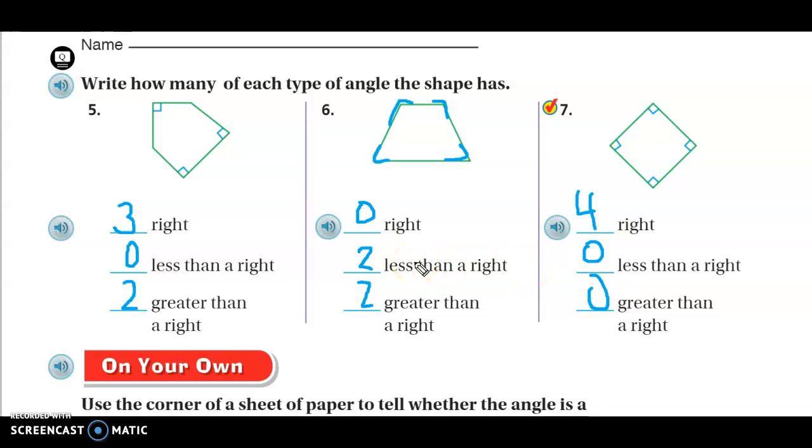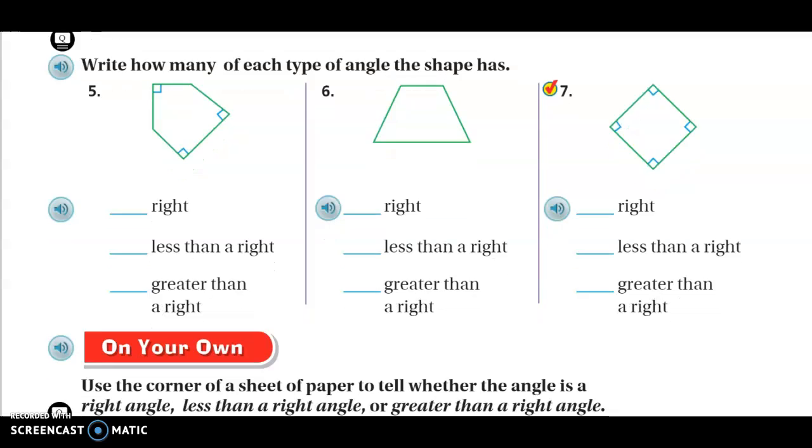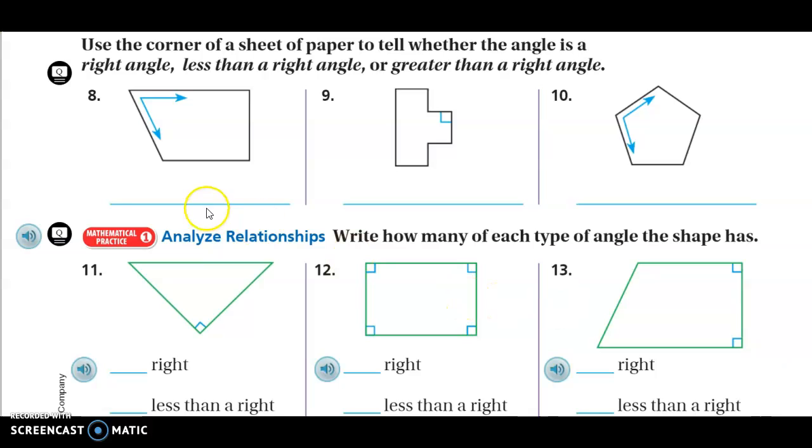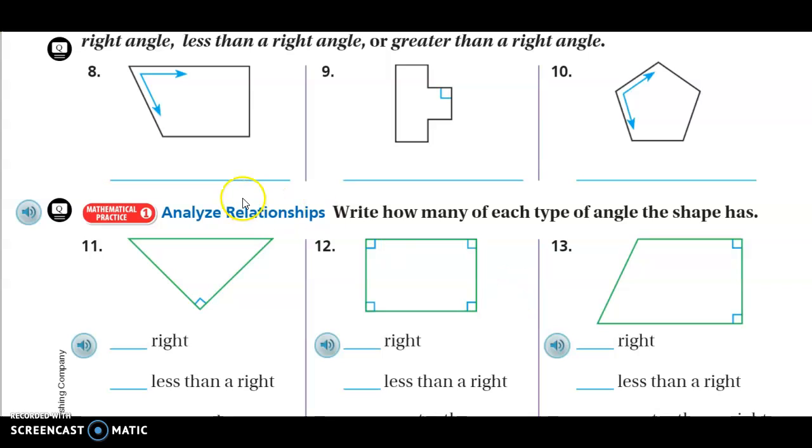So hopefully we're getting a little bit better at recognizing them. If not, we're going to keep practicing. As we know, it's always growth that we're looking for. So you may not be perfect yet, but that's okay. We're going to keep working. So let's scroll down. It's pretty much the exact same thing. You're going to work on number 8, 9, 10, where you're just telling me is it a right, is it less, is it greater? On the bottom you're going to figure out how many are right, how many are less than, and how many are greater than. So go ahead and press pause and work on those, and then we'll go over them after a few moments.